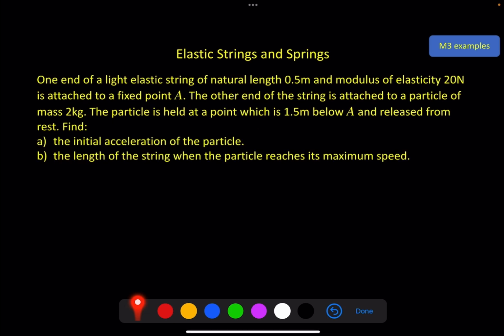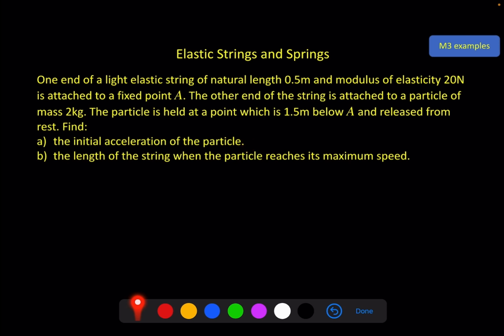So jumping into the first example of 2, one end of a light elastic string of natural length 0.5 and lambda equals 20 is attached to a fixed point A. The other end of the string is attached to a particle of mass 2 kilograms. The particle is held at a point which is 1.5 meters below A. That's more than its natural length, so it's been stretched, and is released from rest. Find the initial acceleration of the particle.